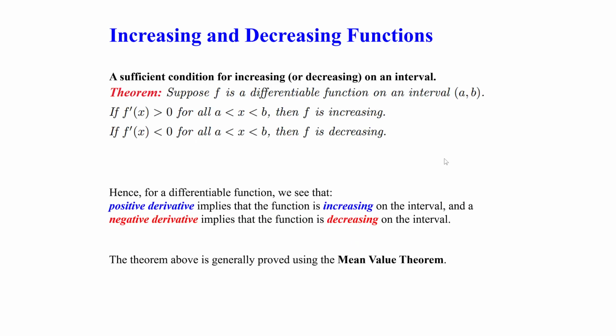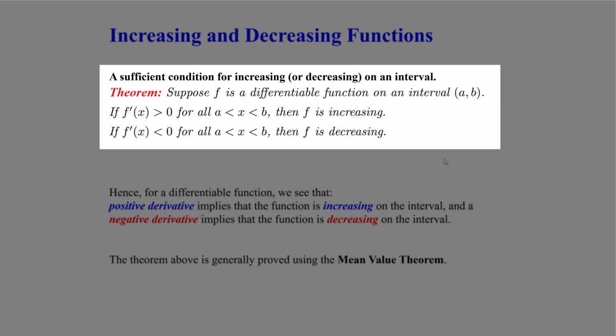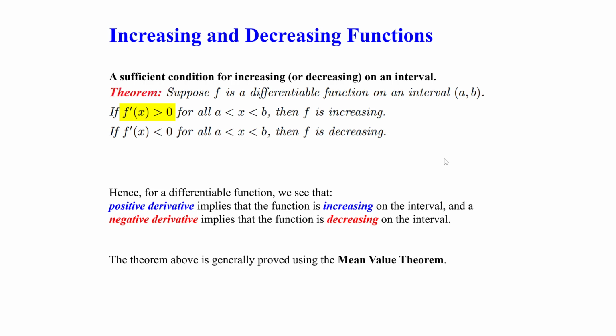So a theorem. How do we determine if a function is increasing or decreasing on an interval, open interval? So a sufficient condition, it's not necessary, but a sufficient condition is that if f prime is positive, for all x in the interval, then f is increasing. Conversely, if the derivative f prime is negative, for every x in the interval, then the function is decreasing on the interval. So, in summary, a positive derivative implies the function is increasing. A negative derivative implies the function is decreasing.